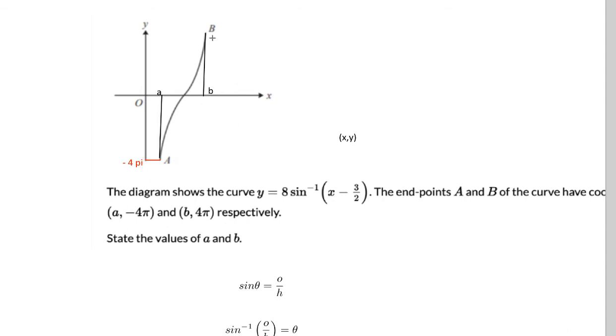Next, therefore, this b has been stated again at the point b. So b is the x. What is the y? The y is 4 pi. So I'm going to write up here that this is 4 pi. So that's kind of what has been given.